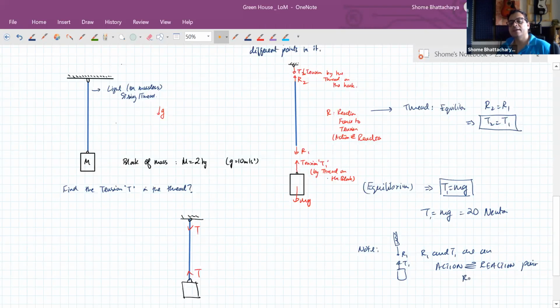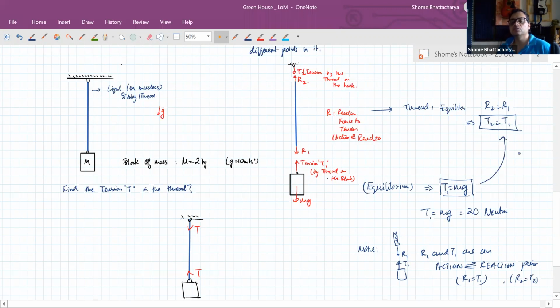So magnitude of R1 is equal to T1, and likewise magnitude of R2 is equal to T2. So that's how we got this. From this we are understanding that T2 is equal to T1, and that is what is showing us that tension is uniform through the length of the rope. Whatever tension there is at the lower end, the same amount of tension is there at the upper end, which is equal to the weight of the block.